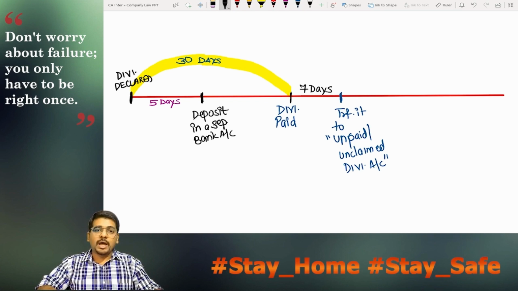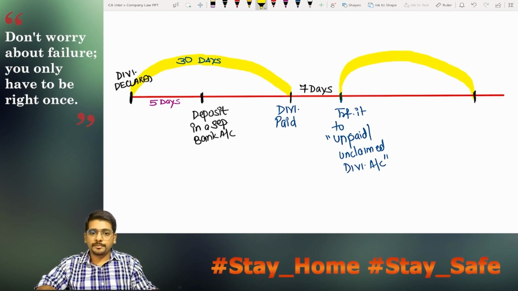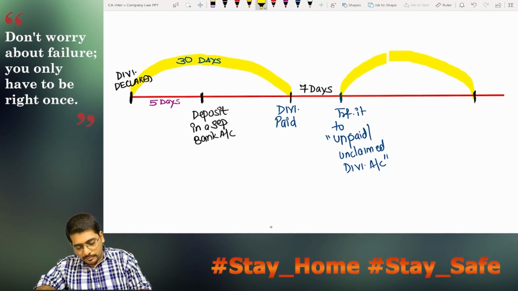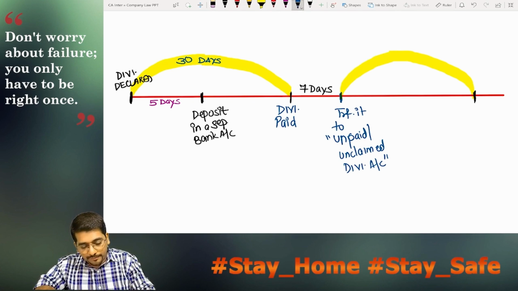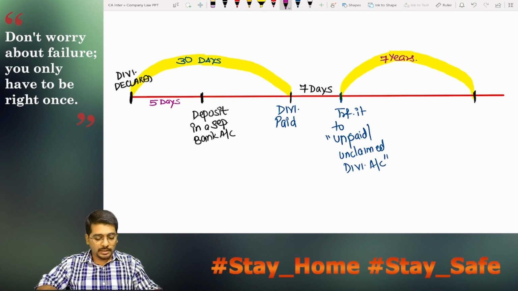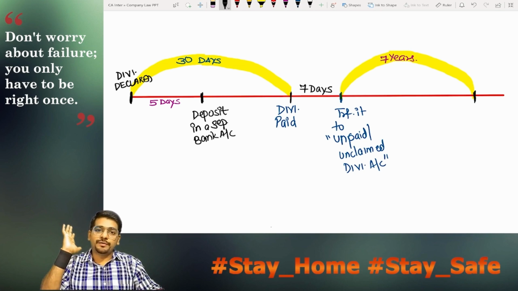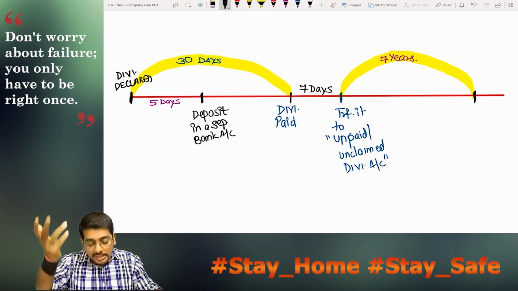Okay. Money is transferred, sir. Now what? Now they are saying, now you wait. Now you wait till here. Sir, what is this? This is a period starting from here, going till here. Understood? This is a span of 7 years. Clear? You wait for a period of 7 years, so that if at all anybody wants to claim the amount of dividend, they can come within this period of 7 years and they can claim the amount of their dividend from the company. Is that clear?